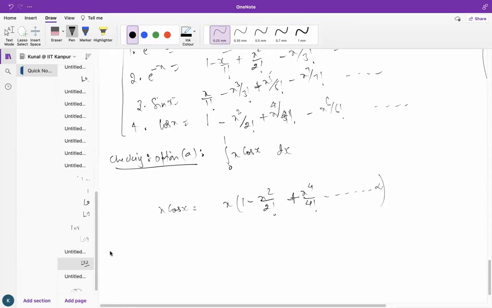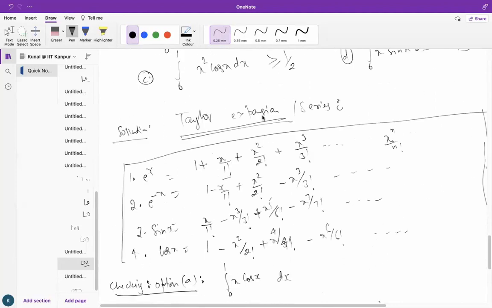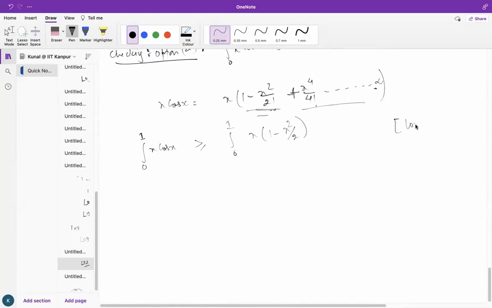Now if I integrate x cos x from 0 to 1, this value is greater than or equal to the integral of just the first two terms, x times 1 minus x squared by 2. Are you understanding what I'm trying to say? The full series goes up to infinity, but we are taking just two terms, and two terms are certainly smaller than the infinite terms. What we have to prove is the lower estimation, so I take just the two terms, which is far less than the infinite series.